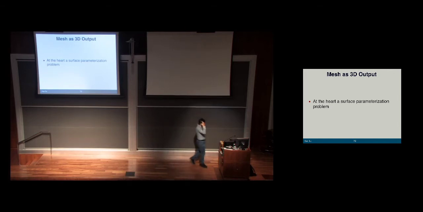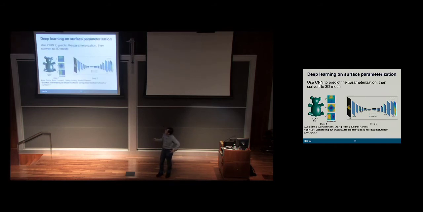But next, I'm going to introduce a bit about how you use the mesh as the output. And the heart of it is actually a geometry problem. That's a surface parameterization problem. Suppose you want to reconstruct a surface, like this mesh. If you know how to parameterize it, how to flatten the 3D shape onto a 2D space, then you could leverage the convolution and up-convolution architectures.